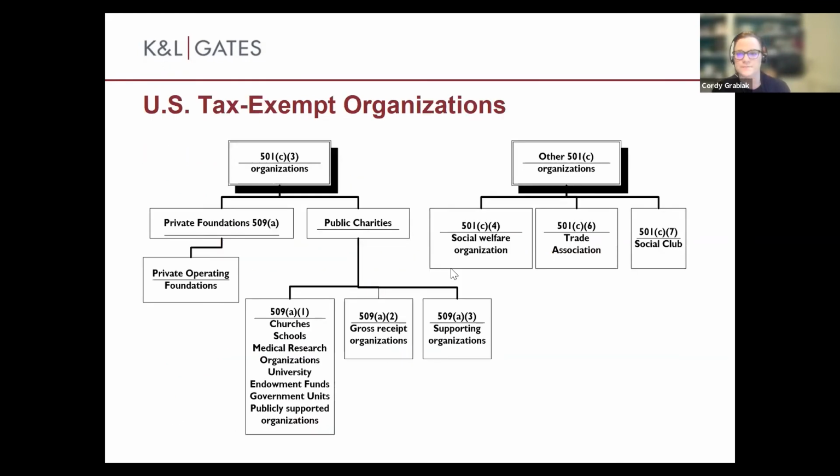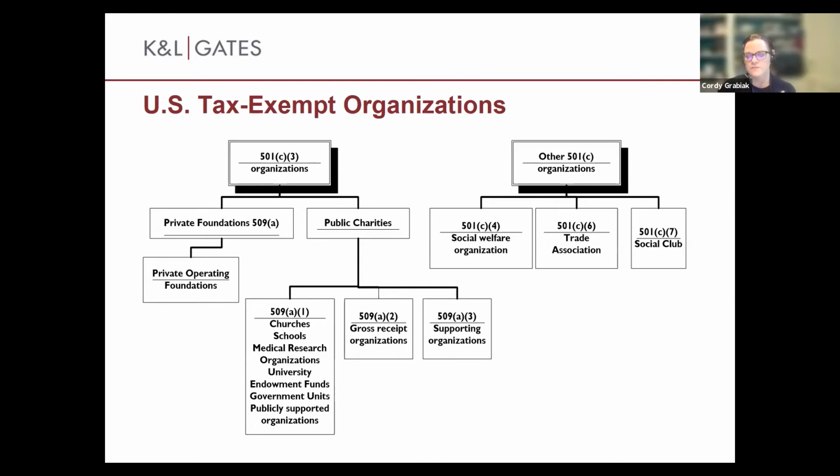Okay, so next slide. So this is just a quick picture of what a tax exempt organization could be. There are many different types. The ones that people think about most often, I think, are 501(c)(3) organizations. That's the organization where you think, I make a contribution and I get a deduction on my tax return. So that's the group that's on the left side of this slide.